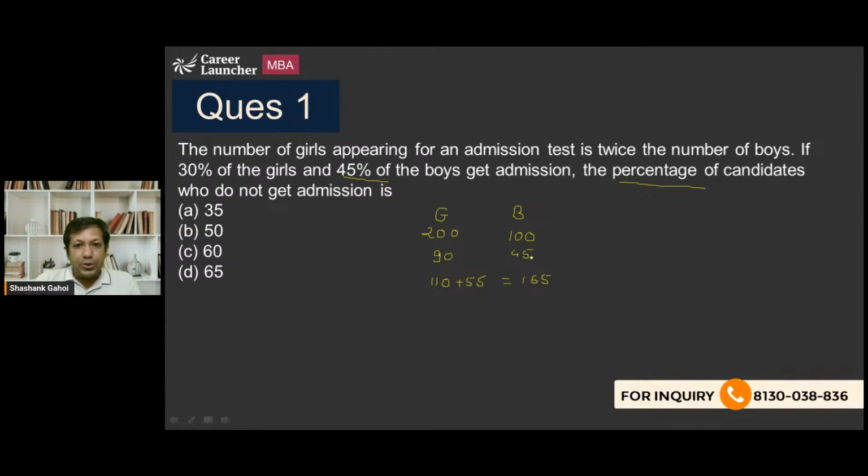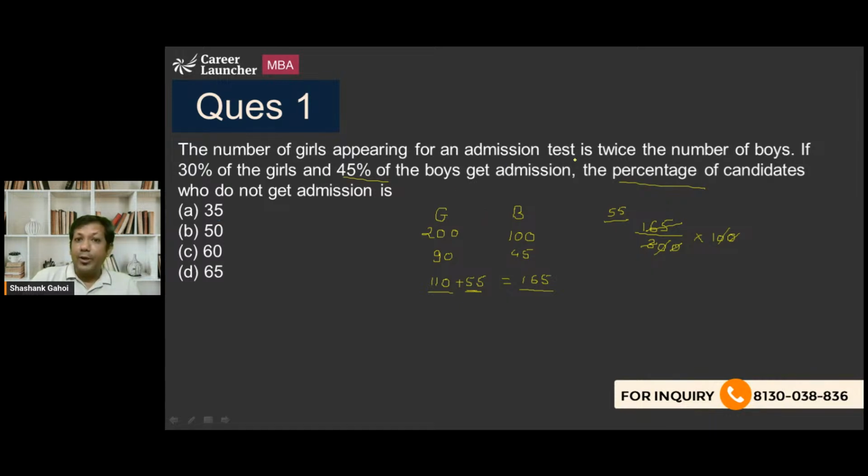So 165 people are not getting admission. The question is talking about the percentage of candidates who are not getting admission. I think there is some problem with the values. 165, okay, so did I make a mistake? 110 girls and 55 boys did not get admission. So 165 candidates did not get admission out of how many? Out of 300, into 100. So it is going to be 55%. But 55 is not in the option, so it means I have made some mistake.